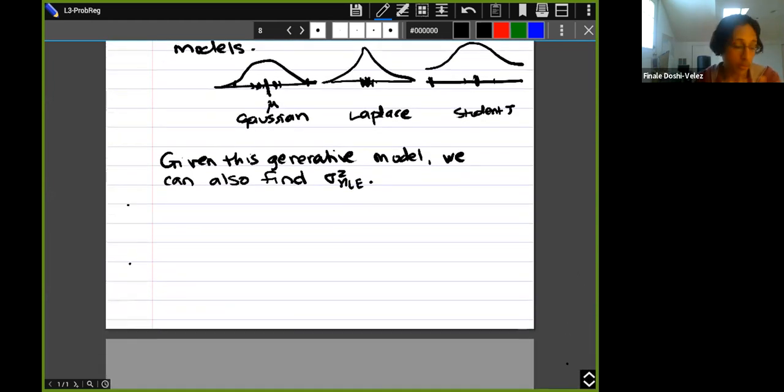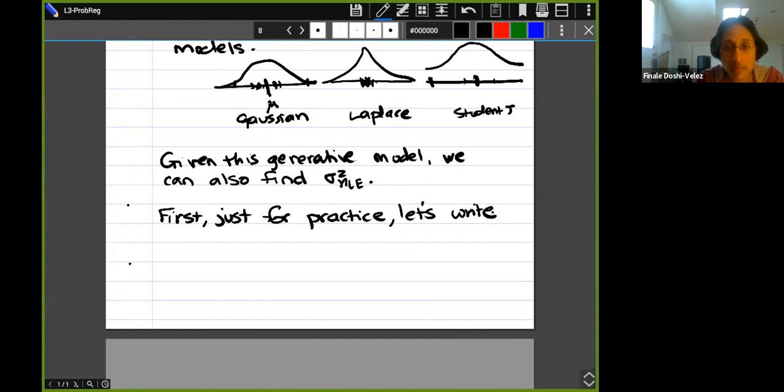So let's go ahead and do that. What I'm going to do first, just for practice, just to get us used to working with matrices and vectors, is write our probability of data with vectors.